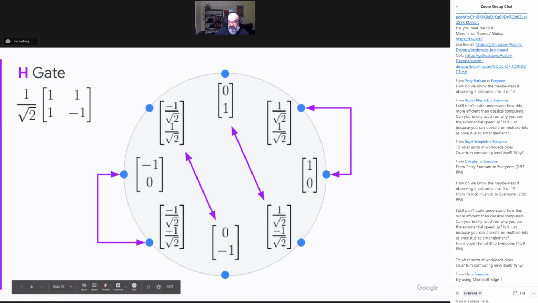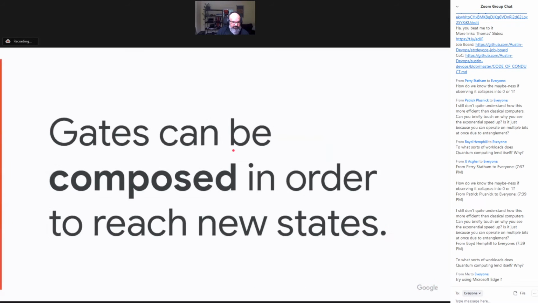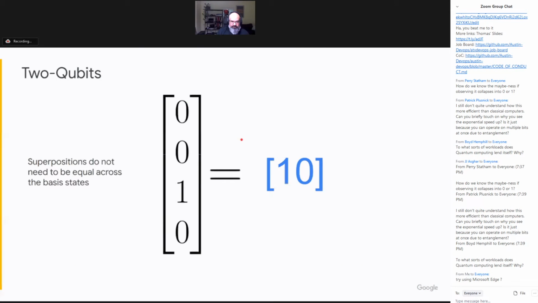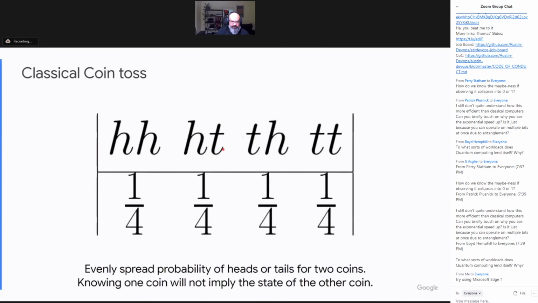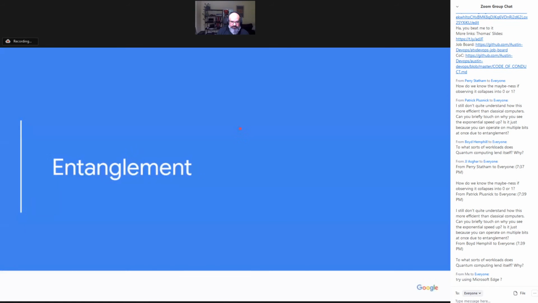Still understand how this is more efficient than classical computers. Can you briefly touch on why you see the exponential speed up? Is it just because you can operate multiple bits at once due to entanglement? That is a great question. If we had more time, I would really enjoy going into an algorithm that shows the speed up concretely for us to get our hands on them.